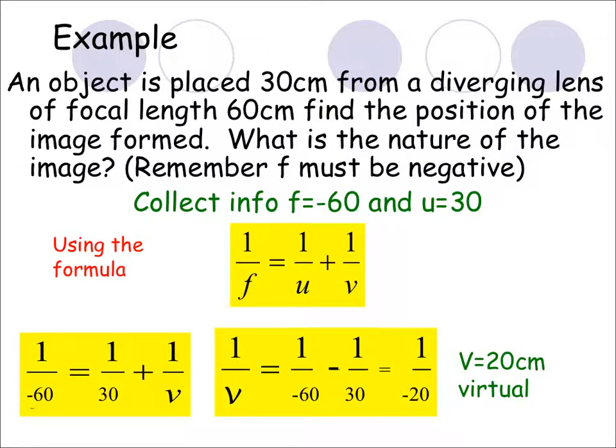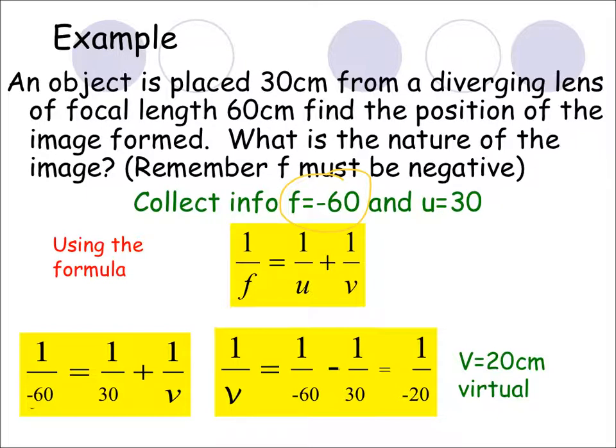And again, we can do the same calculation. The thing to remember, of course, is that F has to be negative. Why does F have to be negative? Because it's a diverging lens, just like a convex mirror, like a security mirror. The actual point, the focal length being used, is behind the mirror or on the wrong side of the lens. So we give it a minus figure.